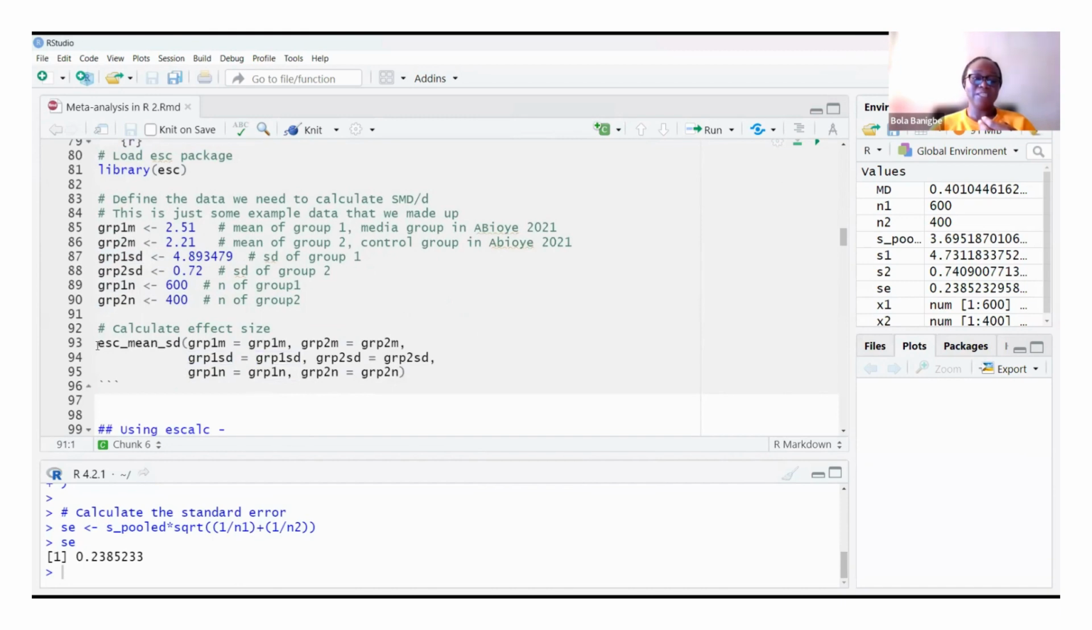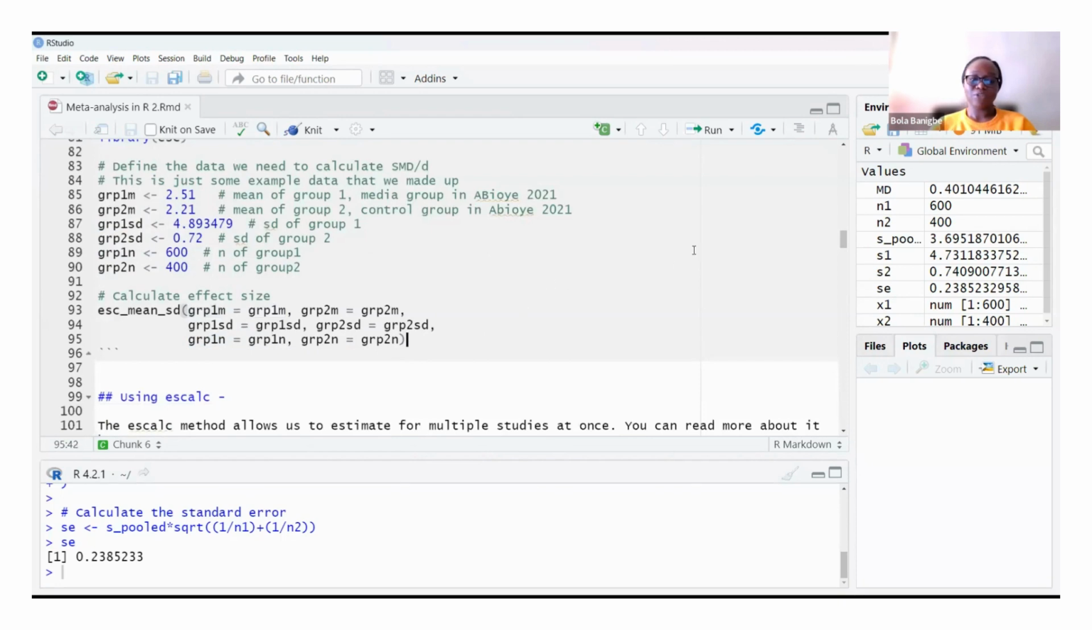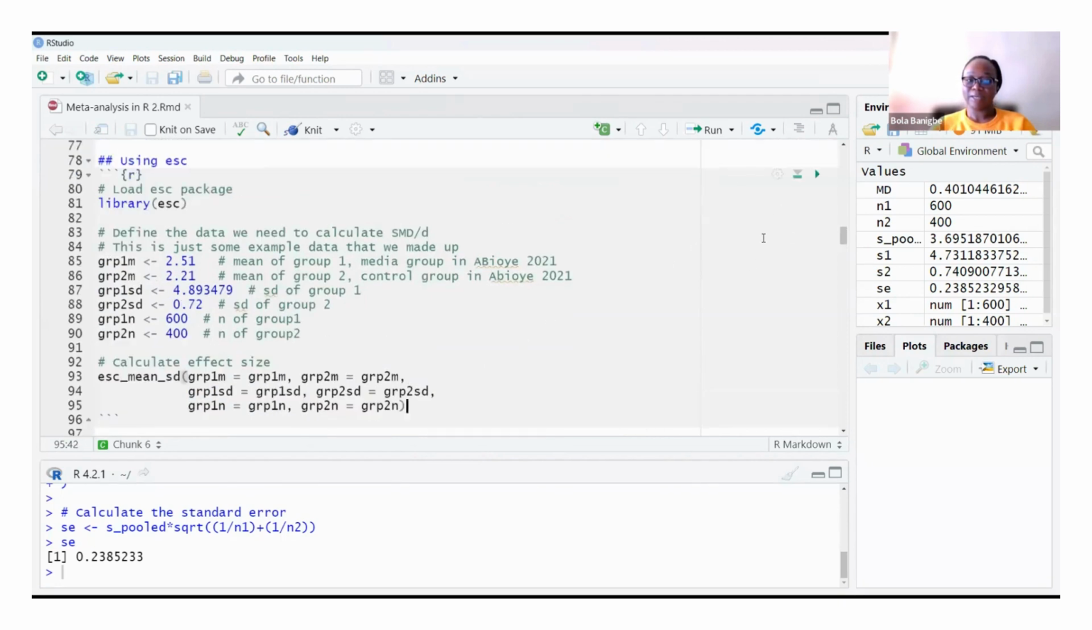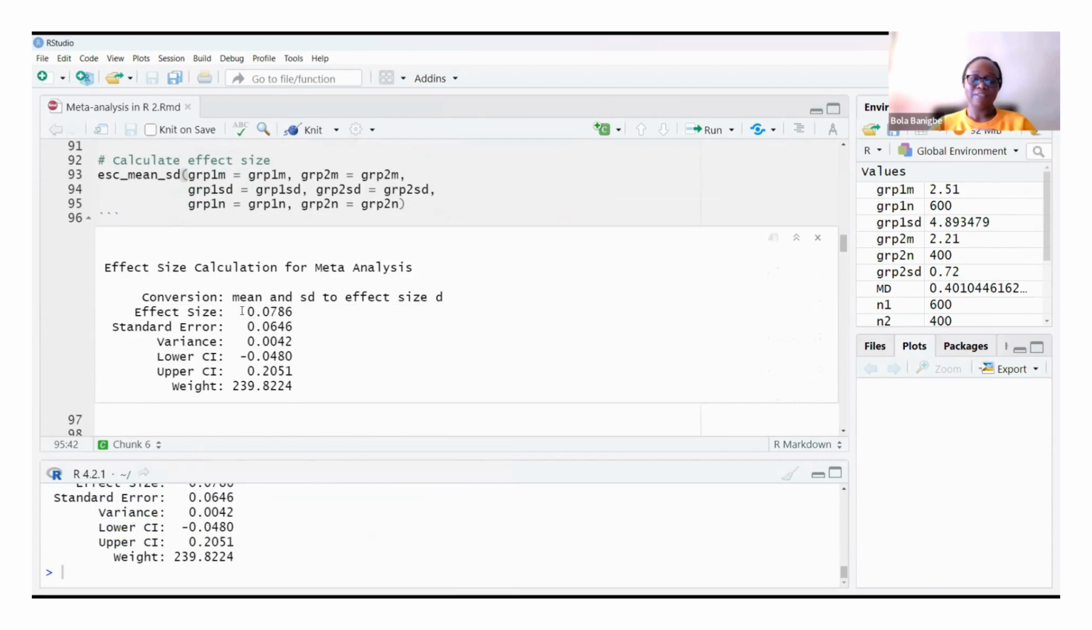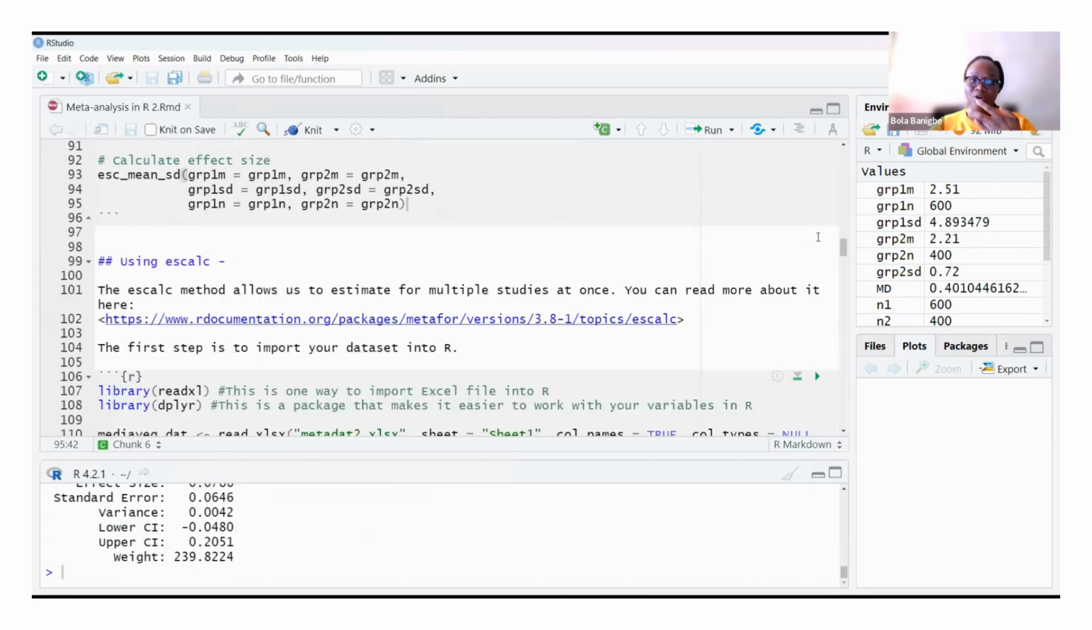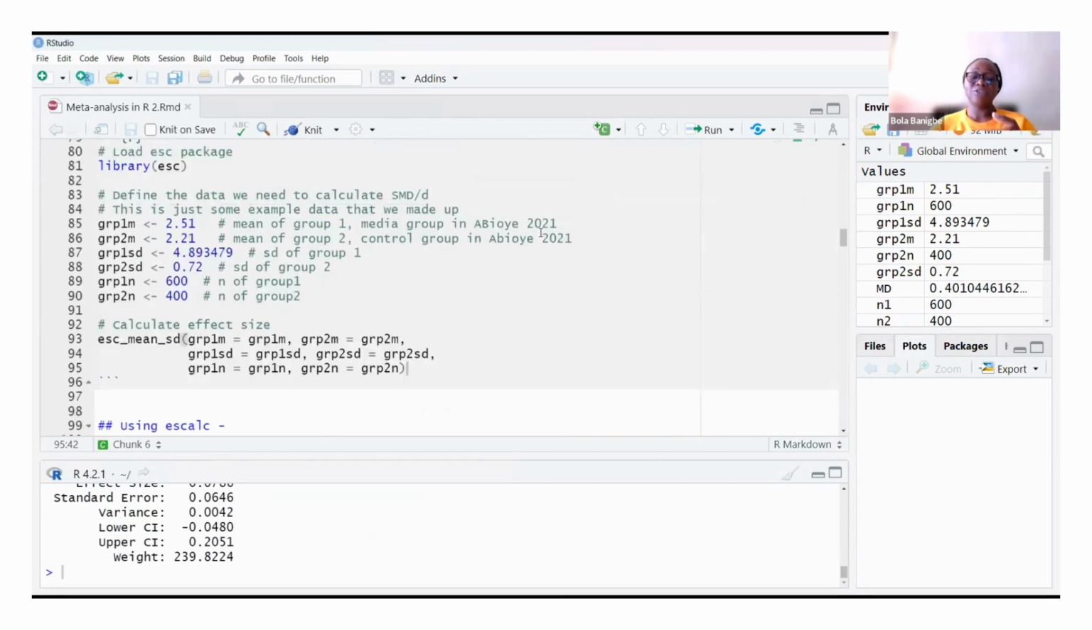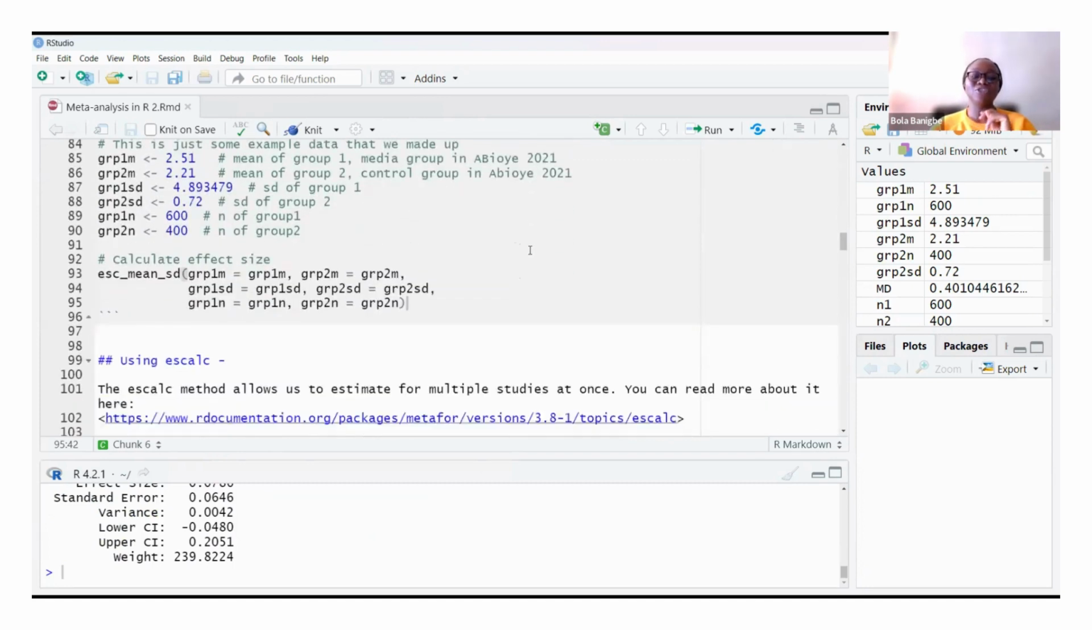So you're basically using the esc_mean_sd function. You're telling this package this is group one mean, this is group two mean, and this is the object, the name I've assigned to it. And then I want you to calculate the effect size. So if you run that, it will tell you this is your effect size, this is the standard error, this is the upper and lower 95% confidence interval, and all of that. So this is another way of using R to calculate your effect estimates, instead of by hand.